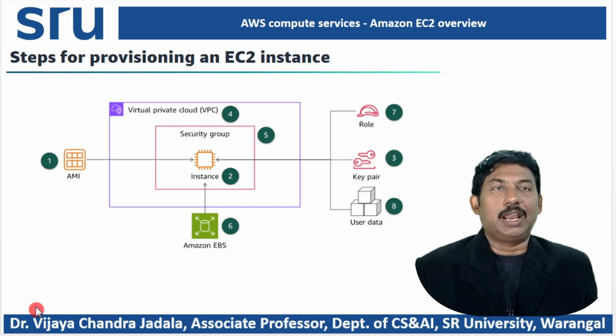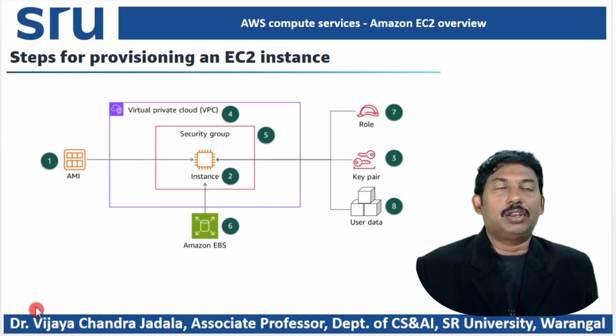and then it will select the key pairs for the sake of security. Then the fourth step is to connect with the virtual private cloud. Then at the fifth step, it will be in contact with the security groups for security. Then at the sixth step, we are going to connect with the Amazon Elastic Block Storage. Then the seventh step is related to the IAM roles.